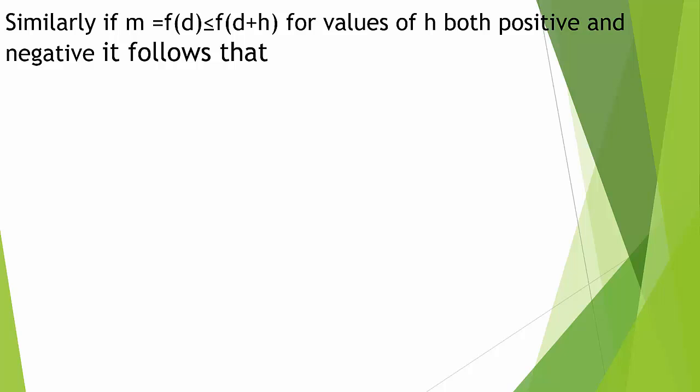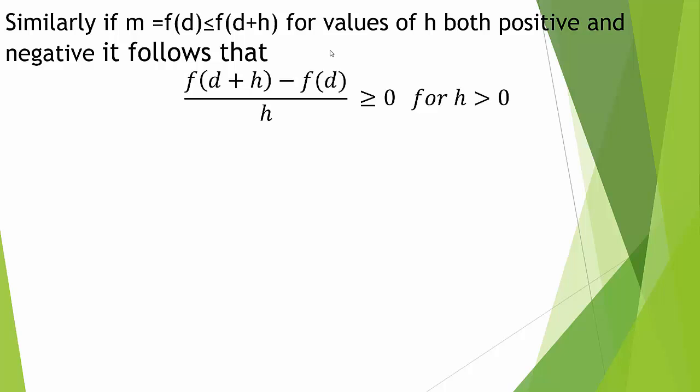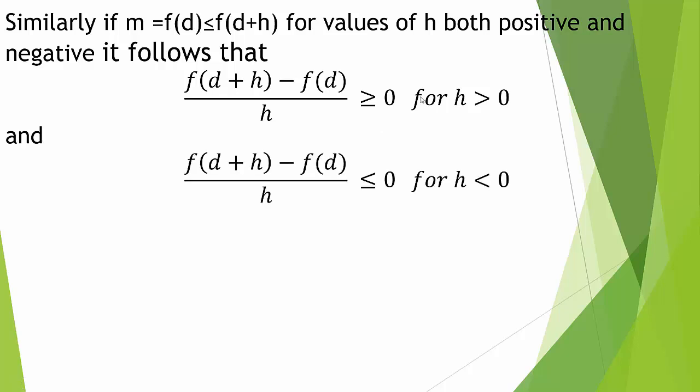Similarly, if m = f(d), which is less than f(d + h), m is the minimum value, therefore f(d) is less than or equal to f(d + h) for values of h both positive and negative. It follows that (f(d + h) - f(d))/h is greater than or equal to 0 for h greater than 0, and (f(d + h) - f(d))/h is less than or equal to 0 for h less than 0.